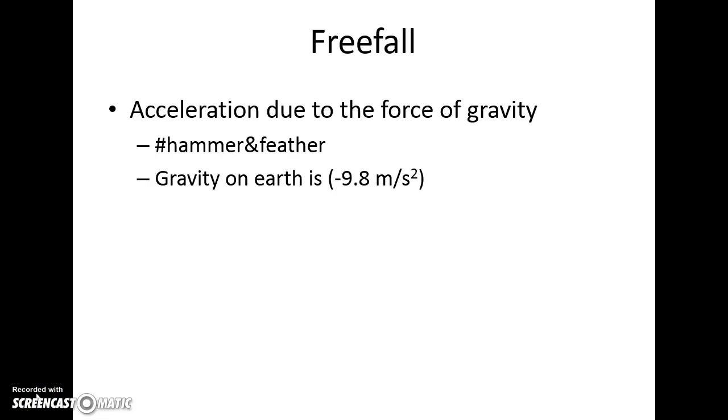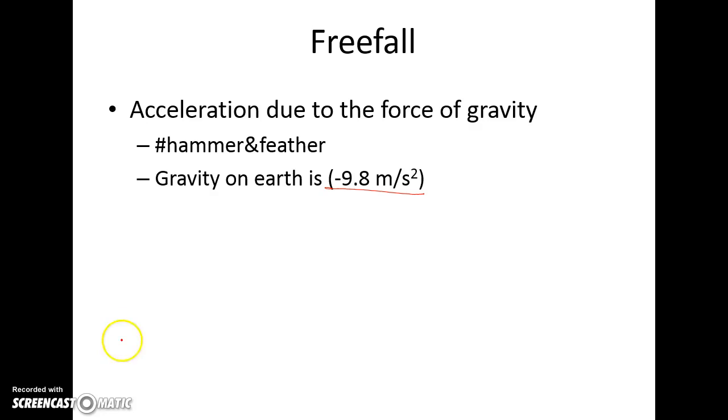Hi guys, I've noticed we're struggling a little bit with acceleration, and freefall is a really good example of our acceleration formulas because the acceleration is always the same. Our acceleration due to gravity is always going to be negative 9.81. So that's what makes this so excellent, is we know exactly what's going to be happening. So once again, acceleration is always negative 9.81.